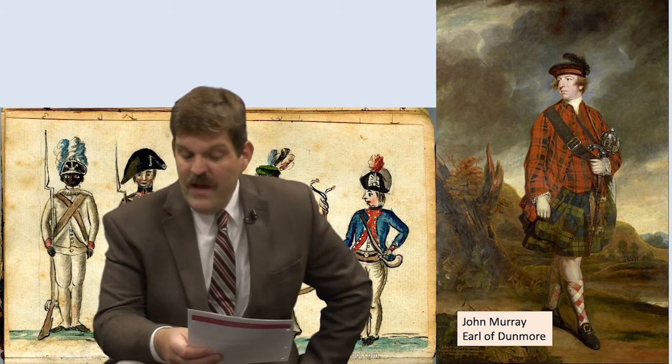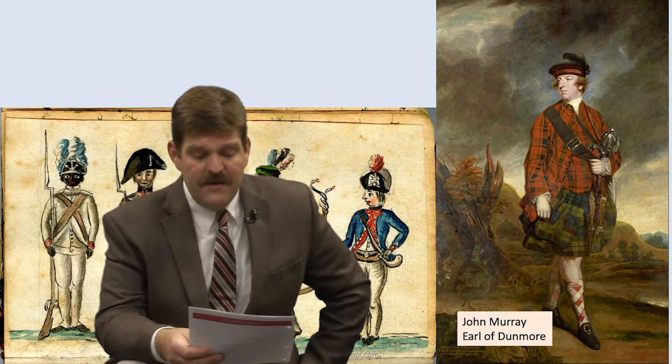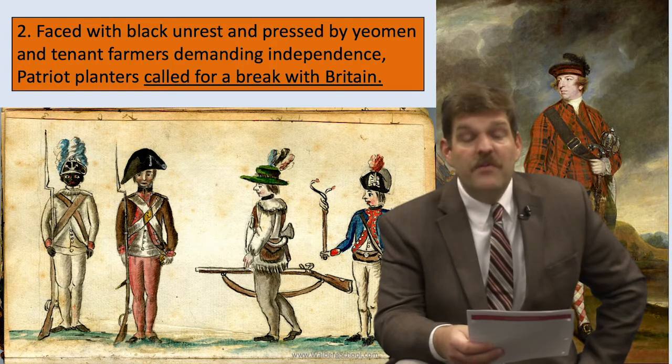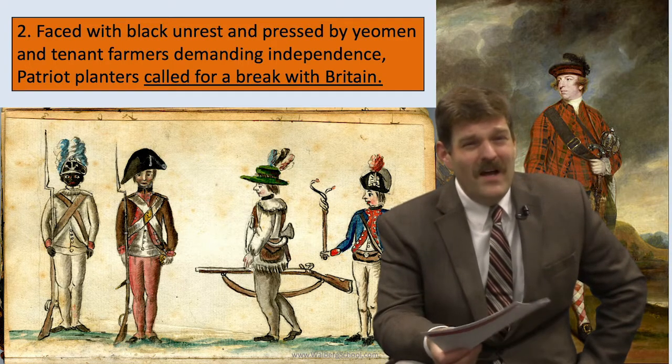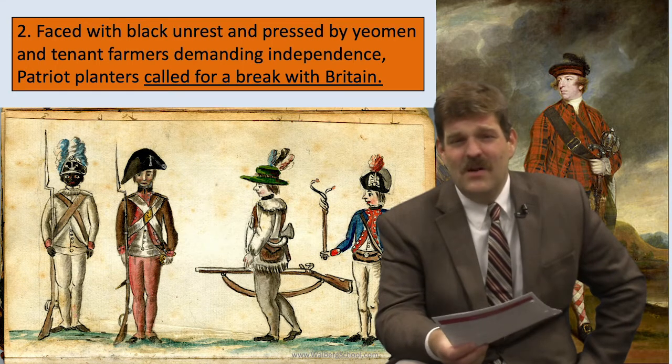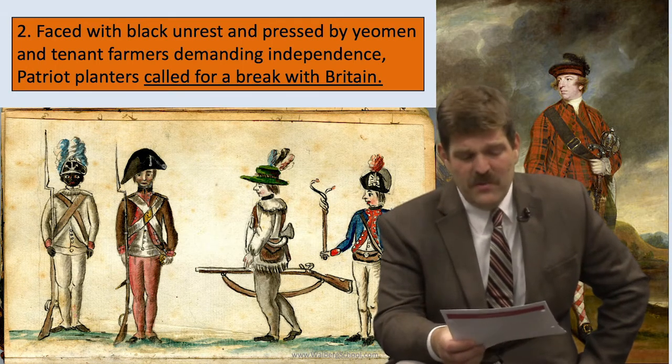Faced with black unrest and pressed by yeomen and tenant farmers demanding independence, patriot planters called for a break with Britain. They said, okay, now listen, we've got British aristocrats calling for war against us and to overthrow us and fight us with our own slaves.